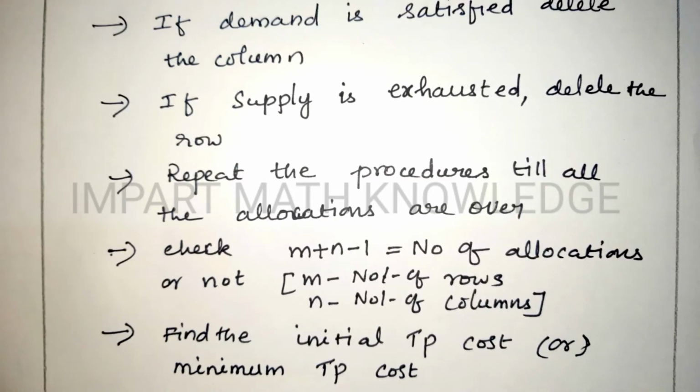After allocating all the values, you have to check whether m plus n minus 1 is equal to the number of allocations or not. M is the number of rows and n is the number of columns. If both are equal, we can say that the solution is a non-degenerate one. After that, you have to find the initial transportation cost or minimum transportation cost using the allocated values.